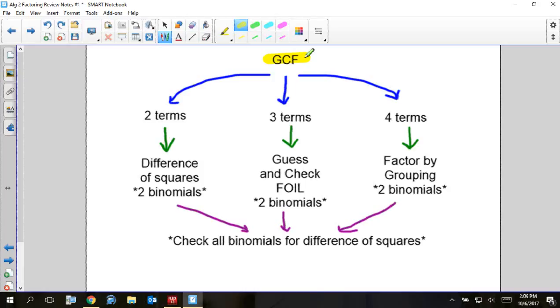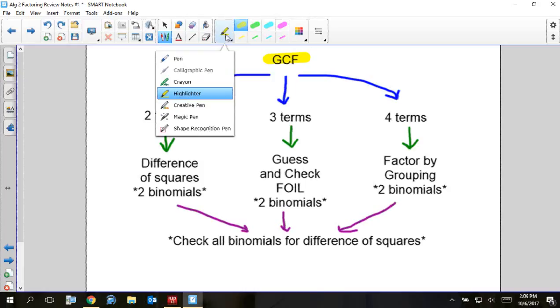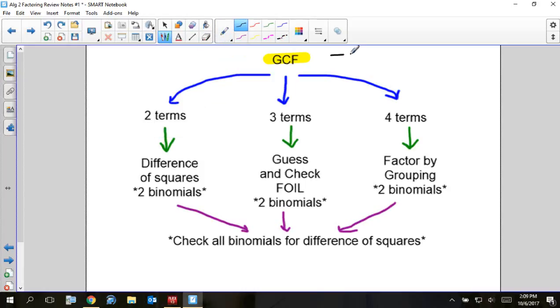GCF stands for greatest common factor. I'll write that. Actually, I think it's on there. Yeah, it is on there underneath. It doesn't say it on my copy, but it says it on your copy that GCF is the greatest common factor. Do you see where it says it? So the GCF is the greatest common factor. So you always want to look for a greatest common factor first.